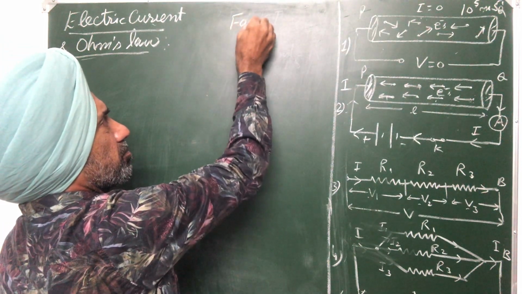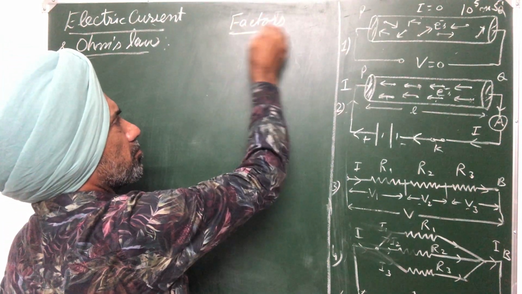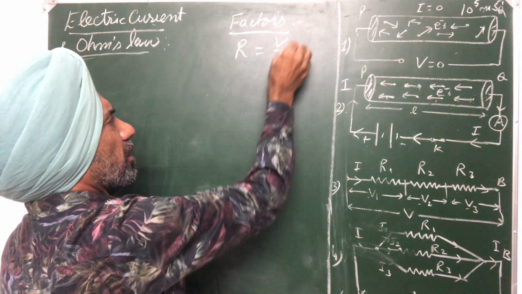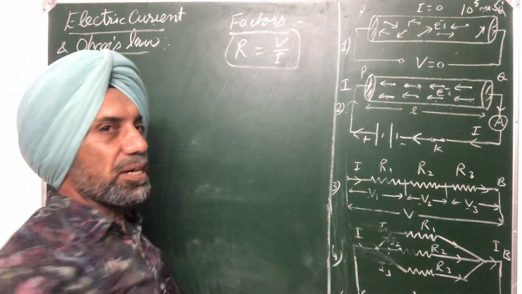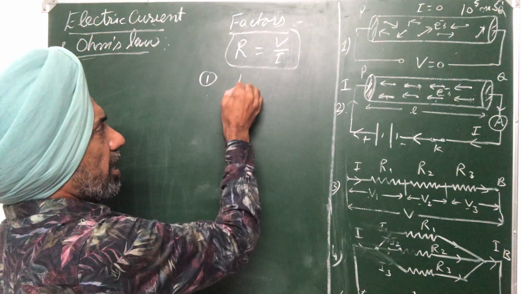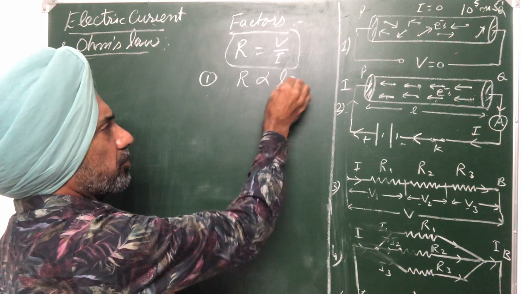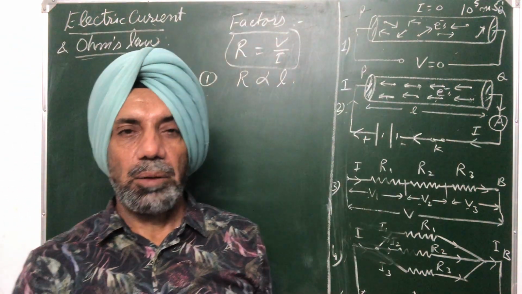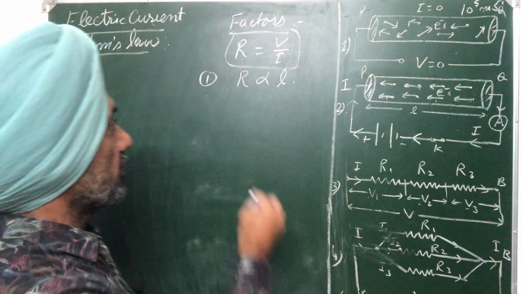Factors upon which R, which we have taken as R is equal to V upon I, depends. First factor: resistance is directly proportional to the length of the conductor, L. The more the length of the conductor, the more the resistance.